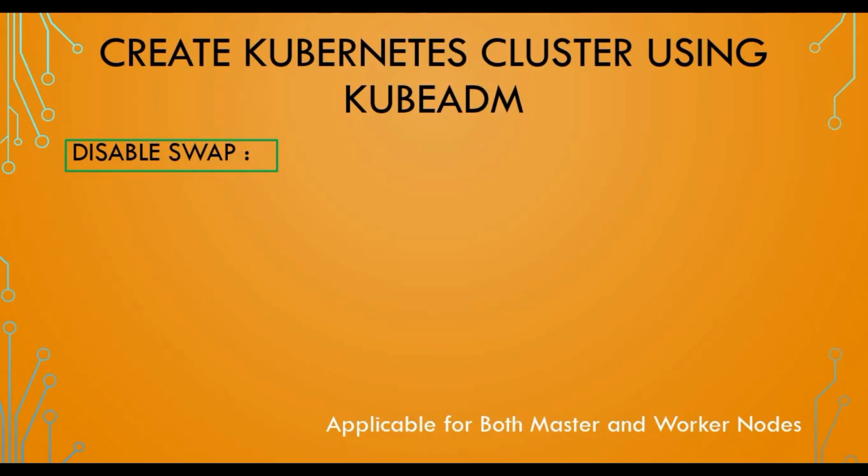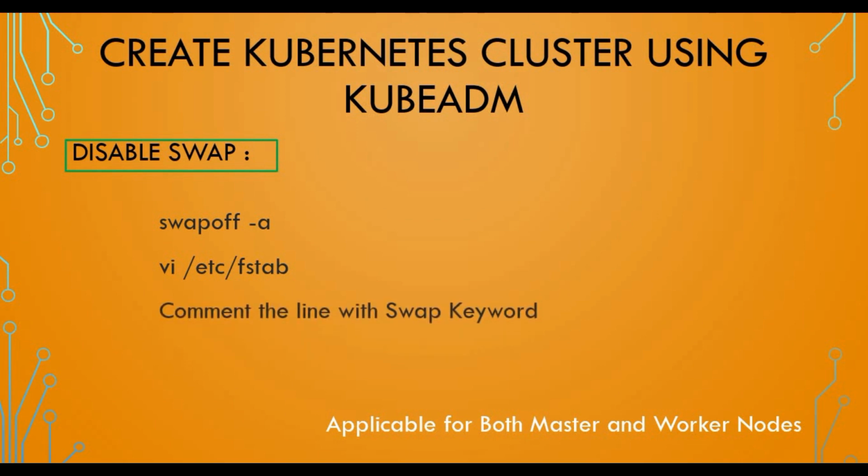So the next step is we need to disable swap. You can use swapoff -a, but the problem is that once you restart the machine, the swap will be enabled again. So I would suggest you run that, and also go to /etc/fstab and edit the file. There will be a line which has the swap keyword, which you just comment out. So let's do that. We'll do this on both master and worker nodes.